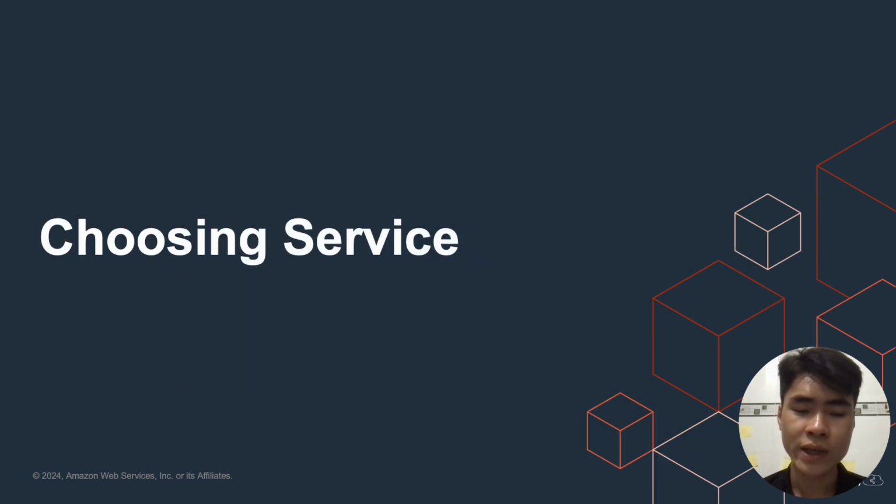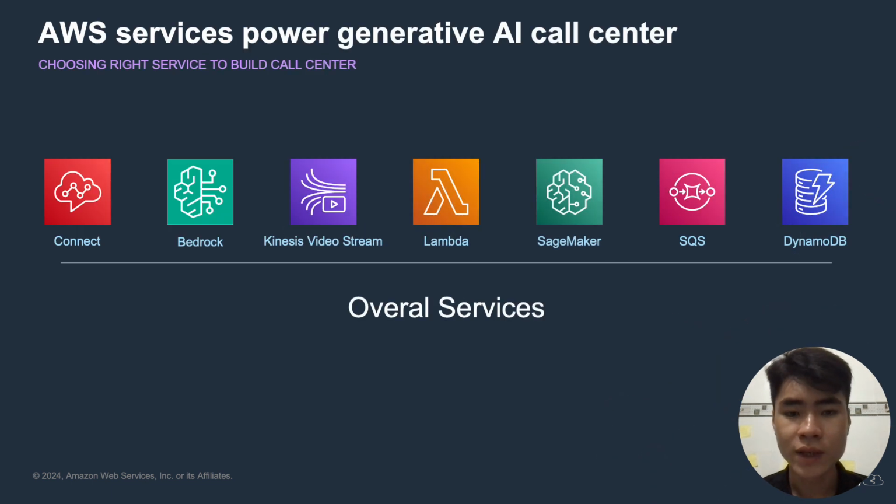Next, let's choose the right services. Here are a few services that will be selected to implement in the system. First is Amazon Connect to build the contact center. Amazon Bedrock is for quickly developing machine learning models. Amazon Kinesis Video Streams is for handling call audio processing. Lambda is for backend logic processing. SageMaker is to convert audio to text, and additionally, SQS and DynamoDB are used for messaging and data storage.